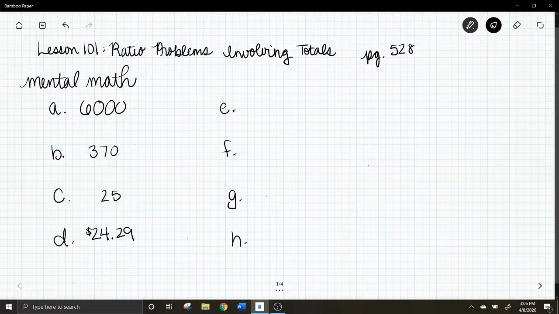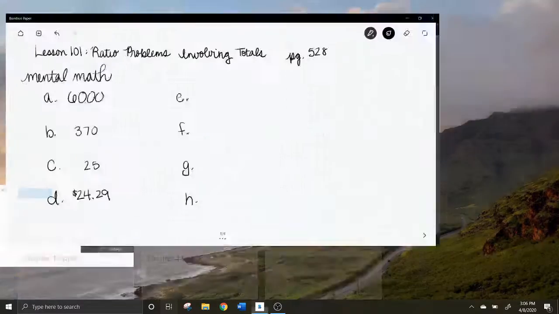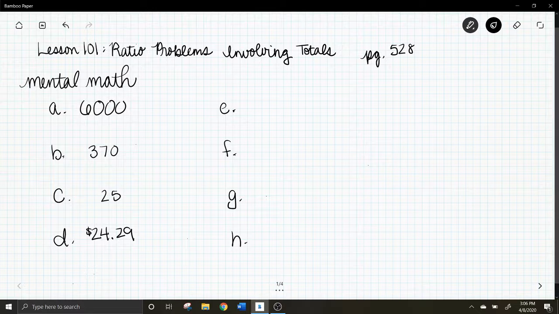$24.29. Letter E, decimals. So we have 3.75 or 3 and 75 hundredths divided by 100. So it's 3.75 divided by 100. And the answer, 0.0375 or 375 10,000ths. So remember, with those sorts of problems, dividing by 100, you just move your decimal place. Letter F, 40 times 25. What is 40 times 25? The answer to that is 1,000.